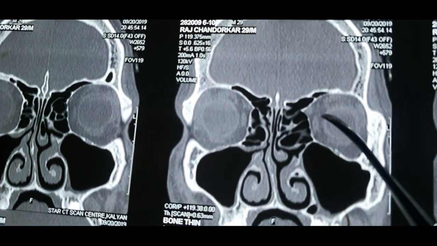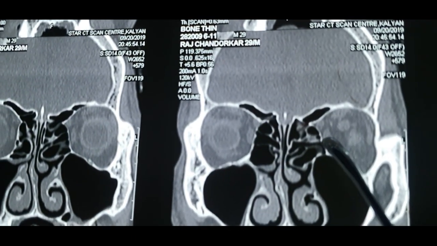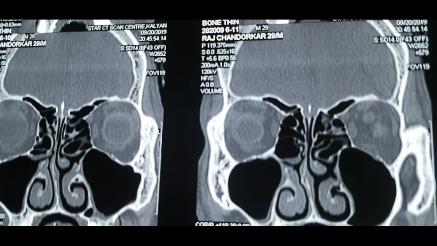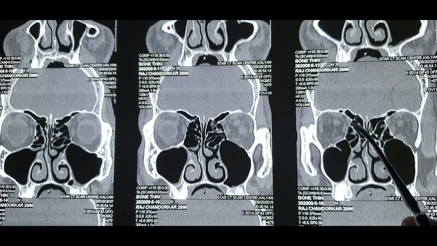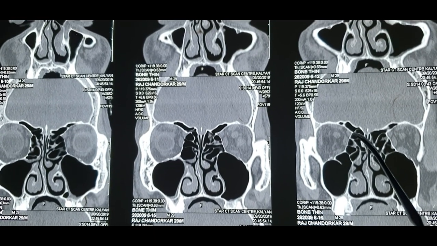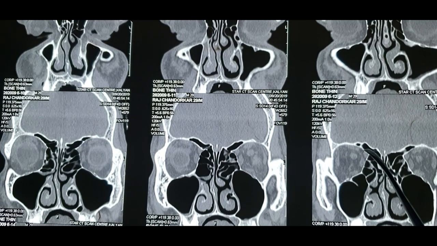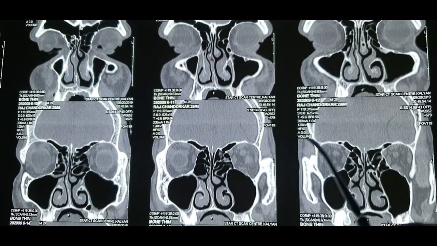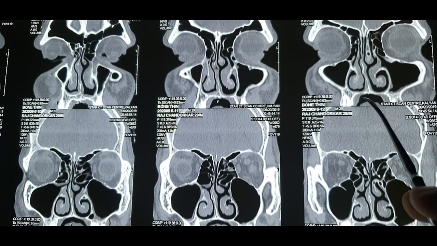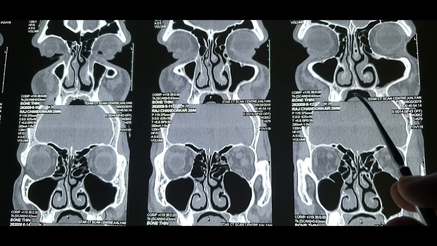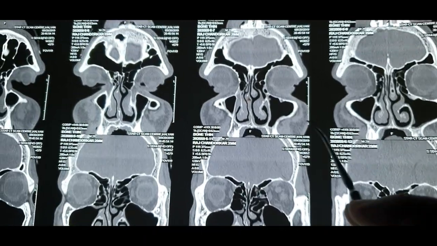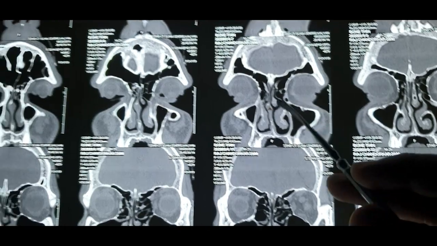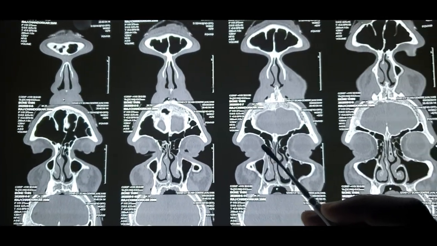Moving forward, I would like to bring your attention to yet another important neurovascular bundle area, the anterior ethmoidal artery. I was talking about the neurovascular bundle, the anterior ethmoidal artery and the anterior ethmoidal nerve, the nerve being the continuation of the nasociliary nerve from the orbit. To locate the anterior ethmoidal artery, first we need to see the scan properly.